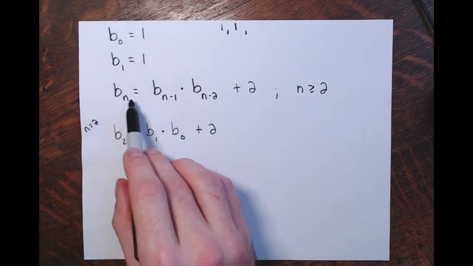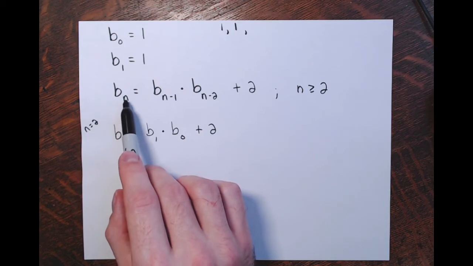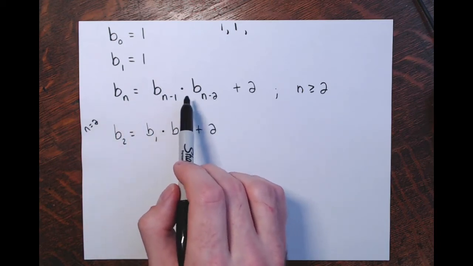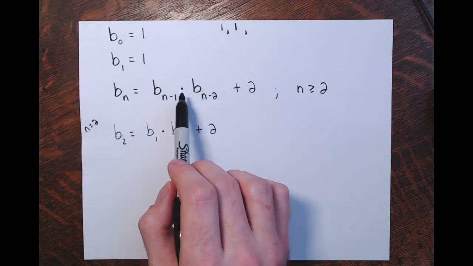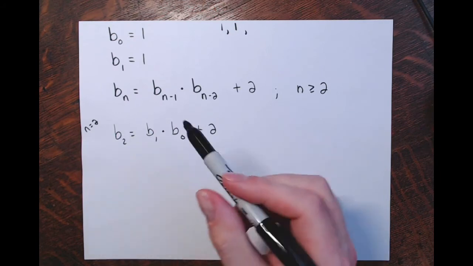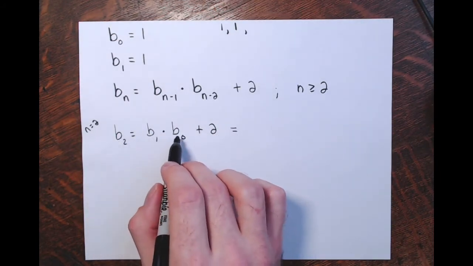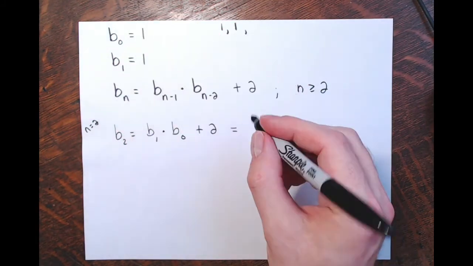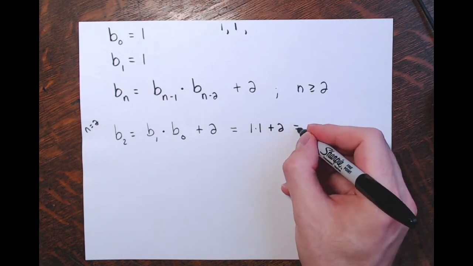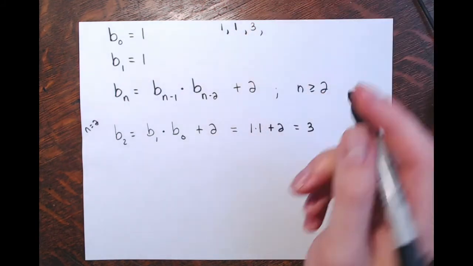So what this is saying, all this rule says, is that every term in this sequence is the product of the previous two terms, right? n minus 1, n minus 2. It's the product of the previous two terms and then plus 2. Well, what were the previous two terms here? So b2 is b1 times b0. So b1 was 1, b0 was 1. So that's 1 times 1 and then plus 2 after. 1 times 1 is 1, plus 2 is 3. So the next term in this sequence is 3.